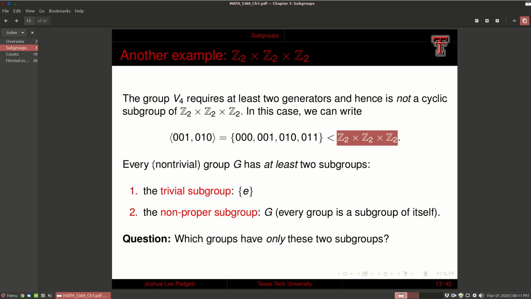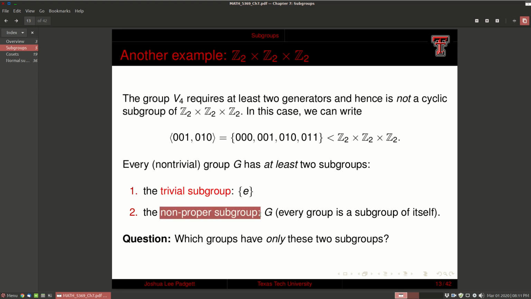So every other group has more than 1 element, and hence has at least 2 subgroups. The trivial subgroup, which is the identity, right? Because if you take 0 and you add 0 to it a bunch of times, you get 0, so it lives inside of the group of, for instance, the integers.